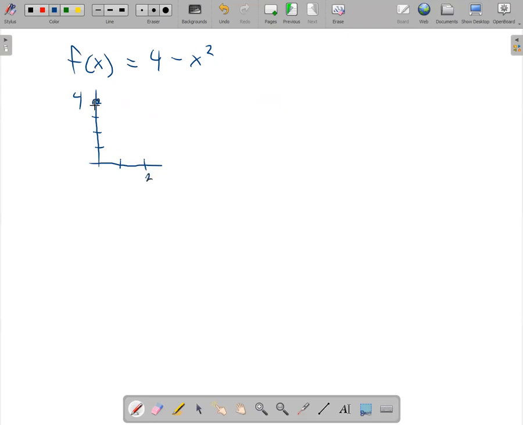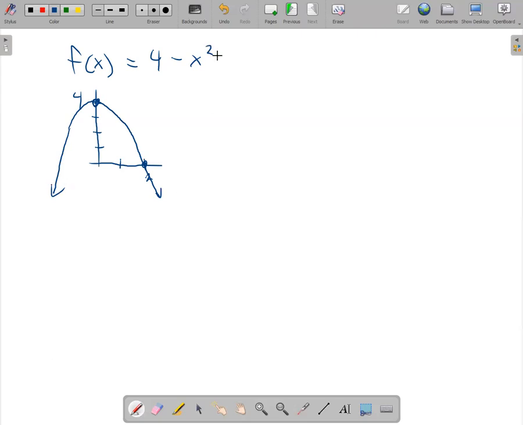This is going to have the point (0, 4). And if I plug in 2 here, 2 squared is 4, 4 minus 4 is 0. I also get the point (2, 0). And this particular parabola is going to go up toward that and then down this way. So it's going to be an upside down, concave down, parabolic shaped graph.